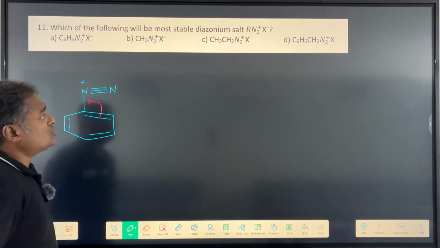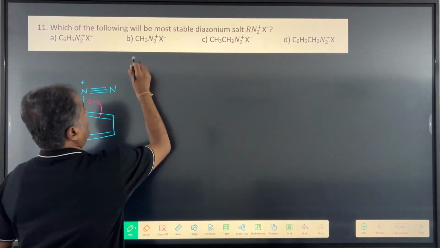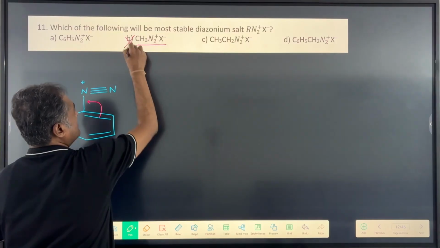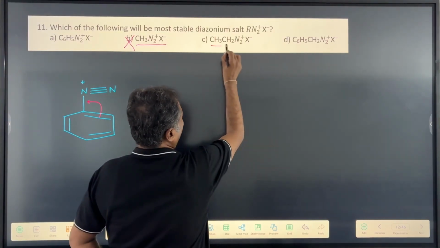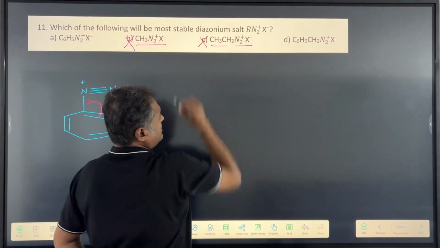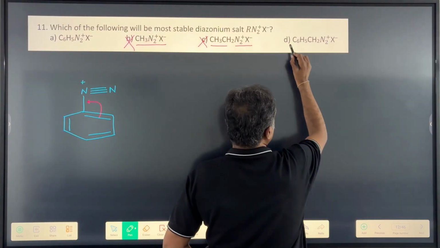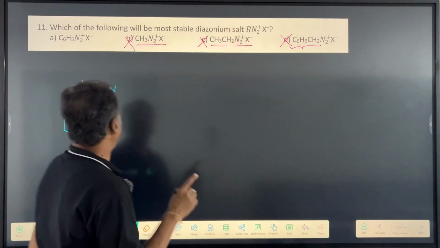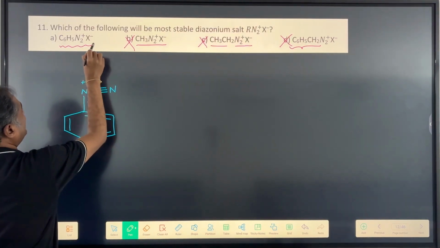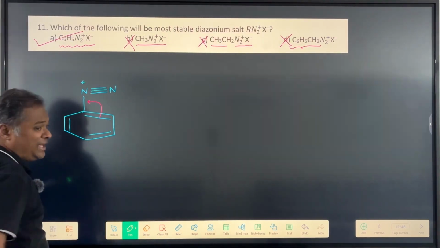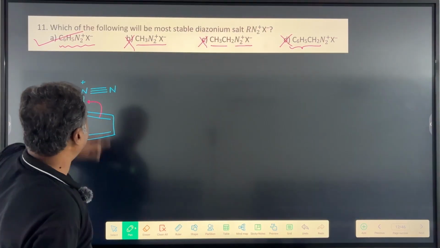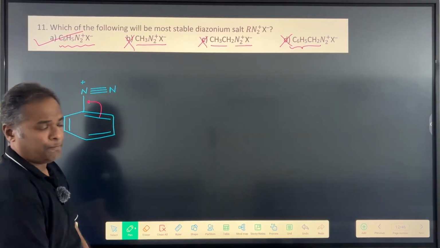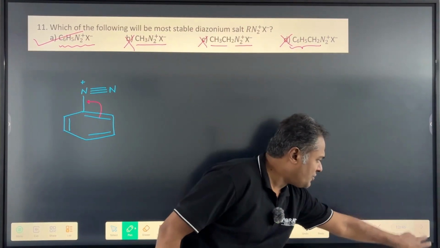Is the term clear? Now if you check in this case, your option B is an alkyl diazonium salt, which is comparatively less stable. This is ethyl diazonium salt, again it is less stable. Here also you can see it's an alkyl diazonium salt which is less stable. Whereas only aryl diazonium salts are stable. That means our correct option is A, because of resonance stabilization. Is the term clear? Let's proceed with the next question on the screen, child.